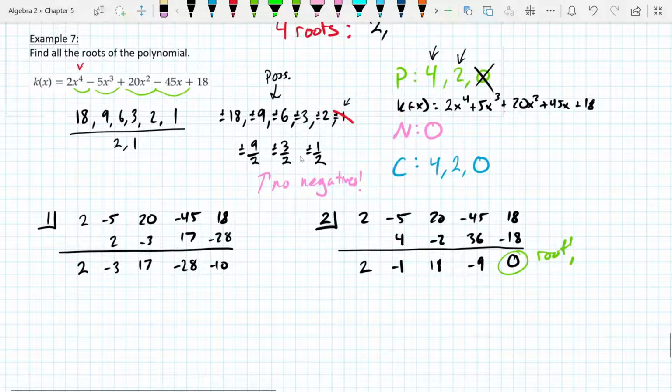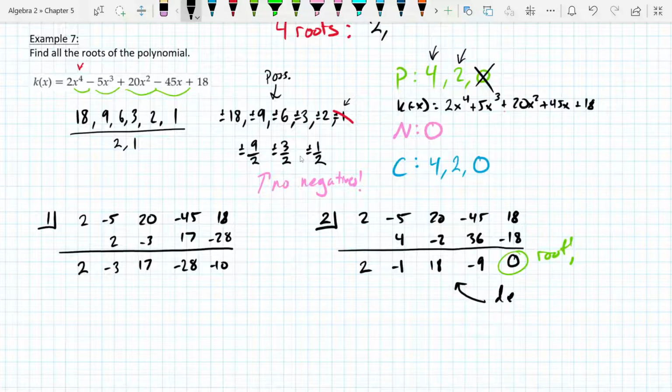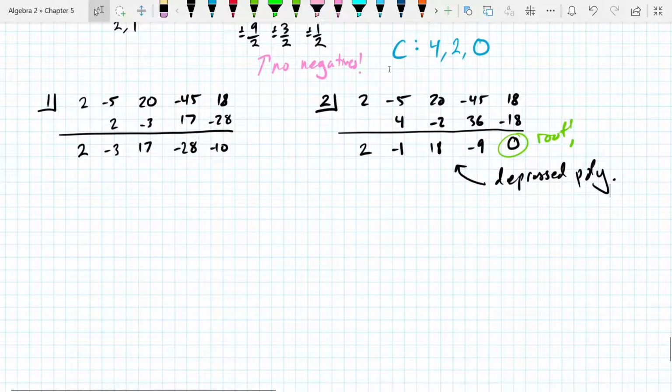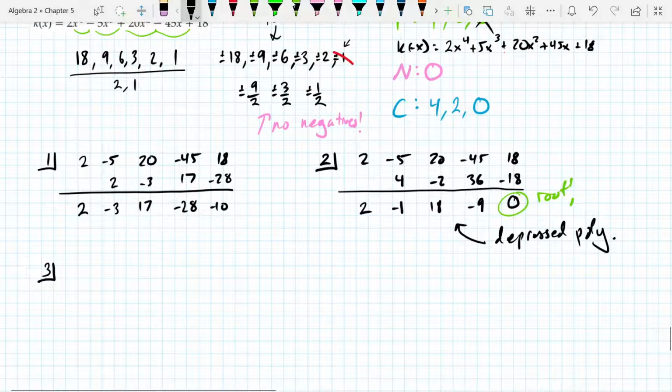And of course, this is my depressed polynomial. It's a 3rd degree polynomial now instead of a 4th degree, so I have less things to do. So my next one I'm going to try, let's try 3 from the list. I guess on my list I should mark off that 2 worked, so I'm going to give that a little circle there with the plus sign circled. It's positive 2. All right.